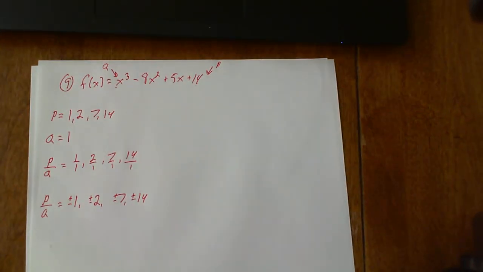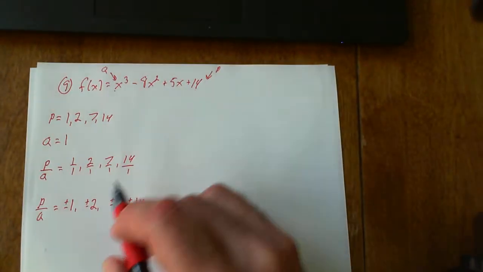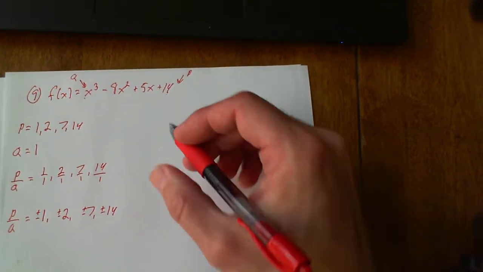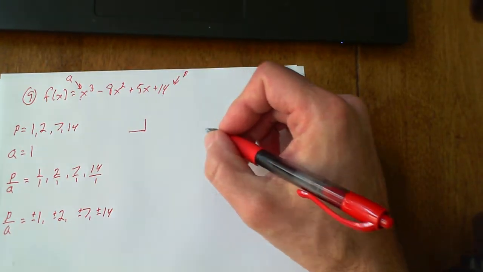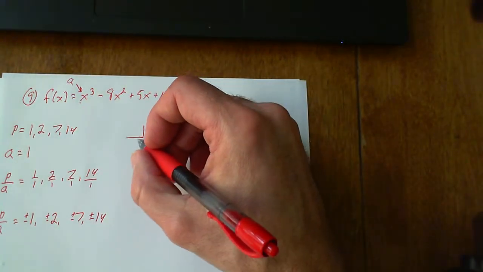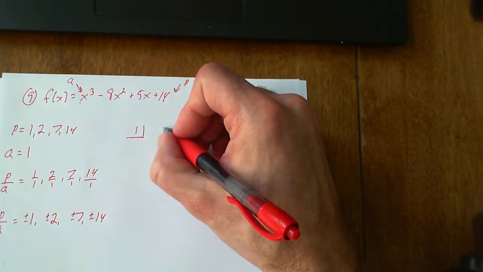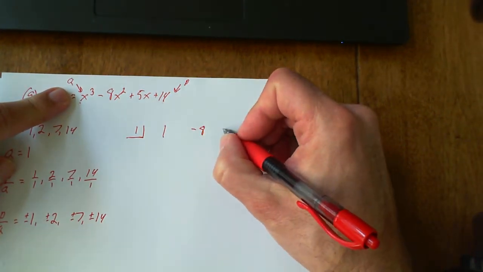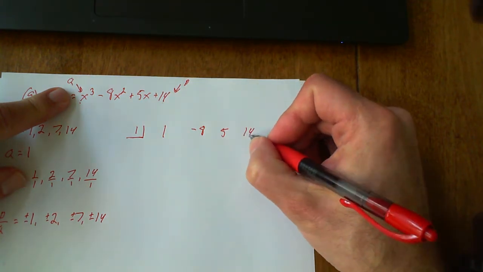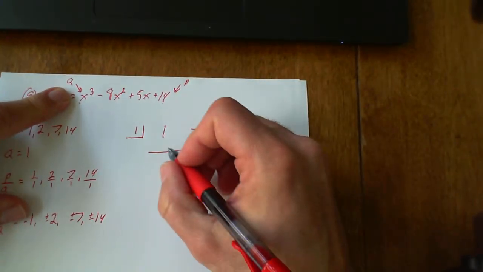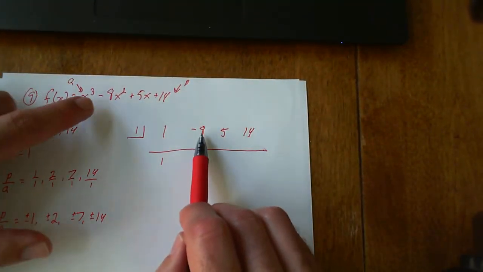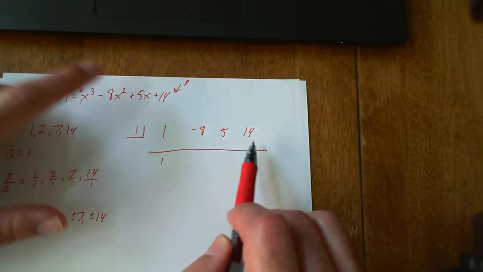Okay. Now, to solve this, let's use synthetic division. Okay, so here we go. I'm going to divide by plus or minus 1, plus or minus 2, plus or minus 7, plus or minus 14. So here we go. Let's start with positive 1. Okay, so I have x cubed is 1, negative 8, 5, and 14. Using our synthetic division, we go down 1 times, right? Got the 1, the negative 8, the 5, and the 14.